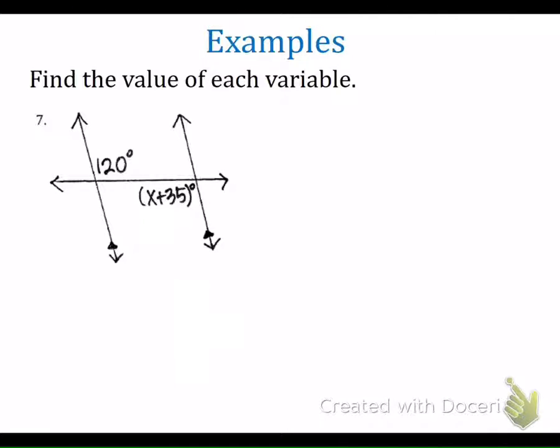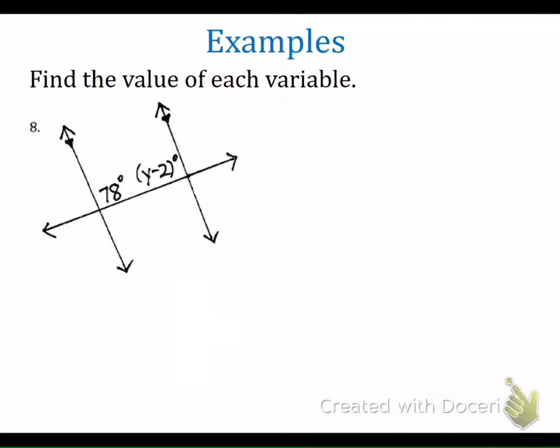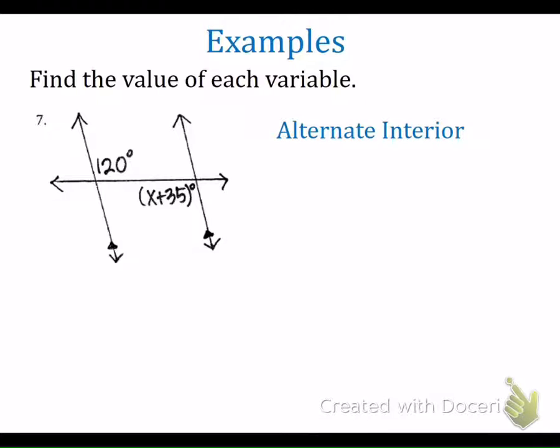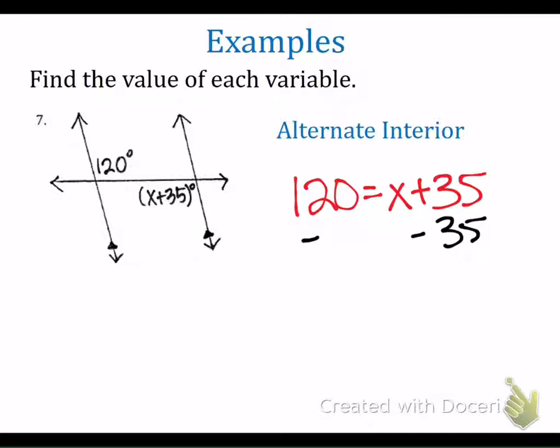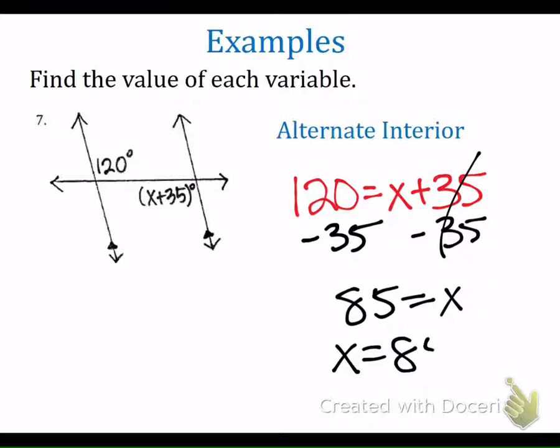What's the relationship here? Alternate interiors. What do I know about alternate interiors? They're congruent. Congruent means equal. So I'm going to need to write an equation. What will my equation look like? 120 equals x plus 35. Good. How do I solve for the x? Subtract 35 from both sides. What's 120 minus 35? 85. Yeah, 85. Very good. Questions?